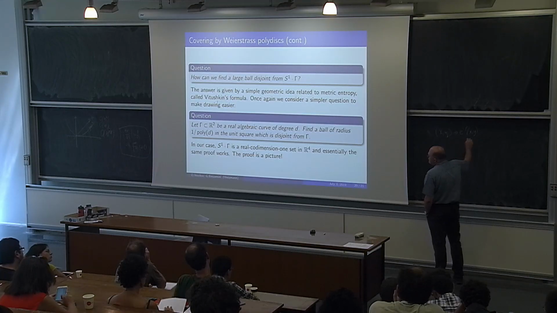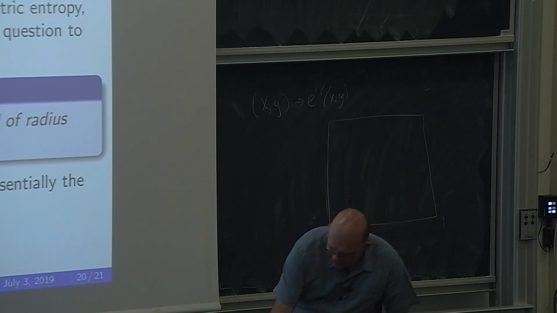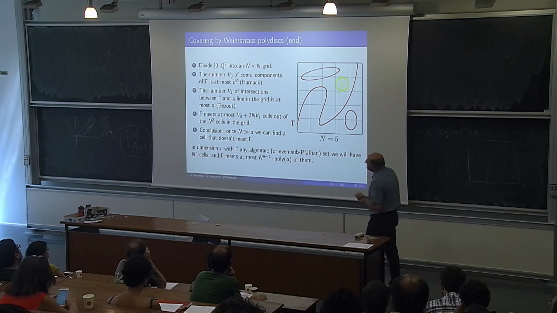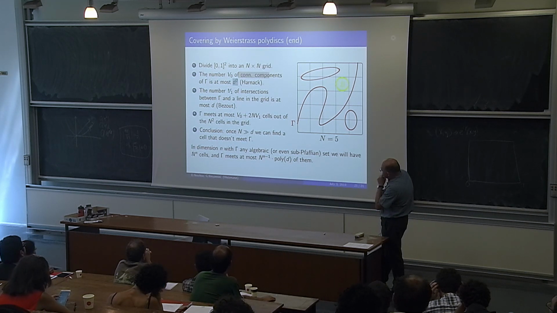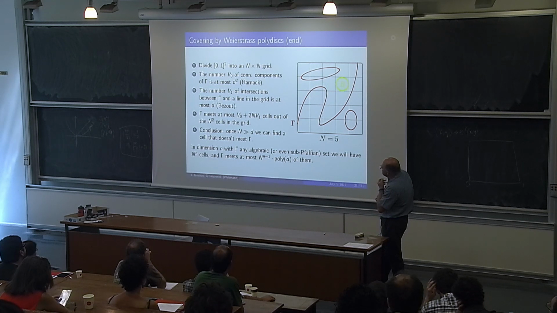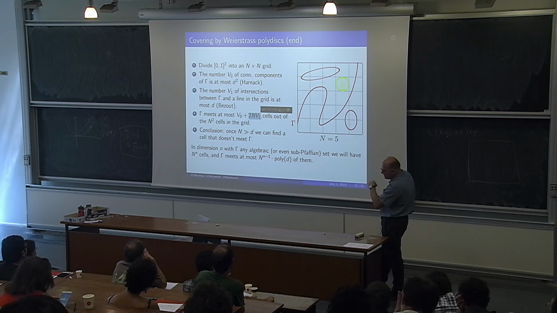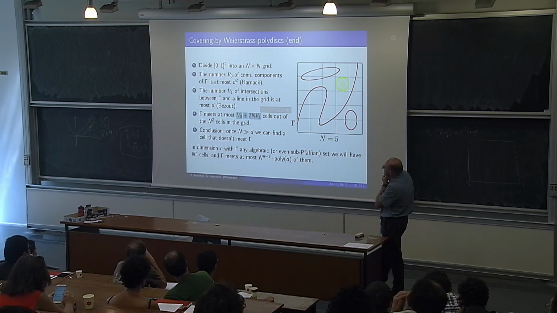We have the square [0,1]^2. Essentially, there is a picture. Here is how it works for a curve of degree d. We divide the square into a grid, and we want to find a square which is free from the curve. The number of connected components is at most d squared. The number of intersections between the curve and a line in the grid is at most d by the Bezout theorem. So there could be components which are inside small squares, and some components which do not lie entirely in the small squares. So this is the total bound on the number of small cells which gamma can meet.